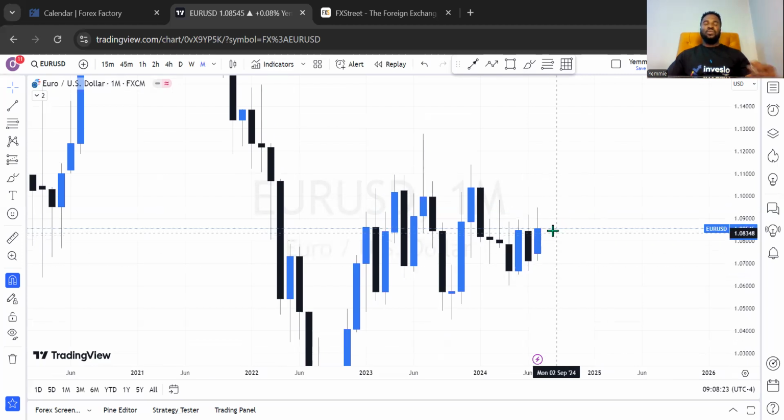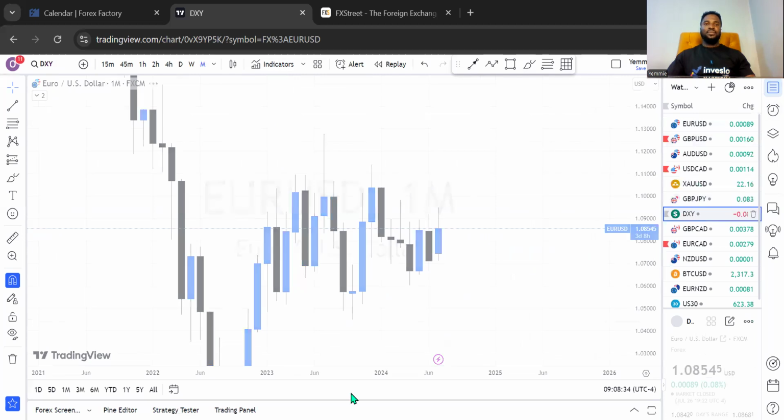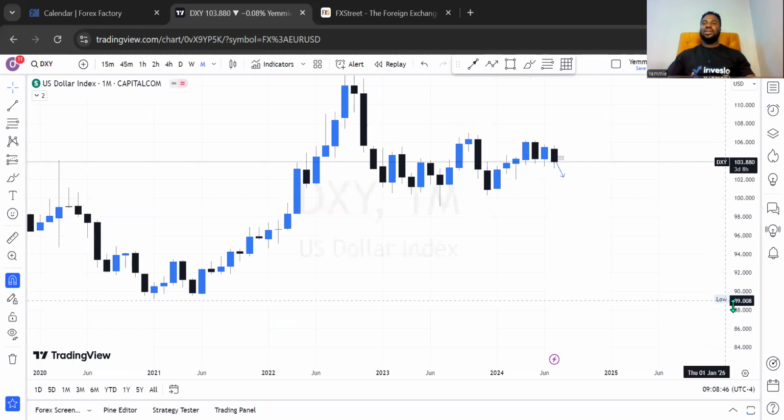But then, what is the importance of the DXY to start with? So let's check out the DXY before we know what to do with EURUSD and the rest of the pairs that we have for today. So let's check out the DXY. Okay, this is the DXY, and look at what we have. The DXY on monthly outlook.